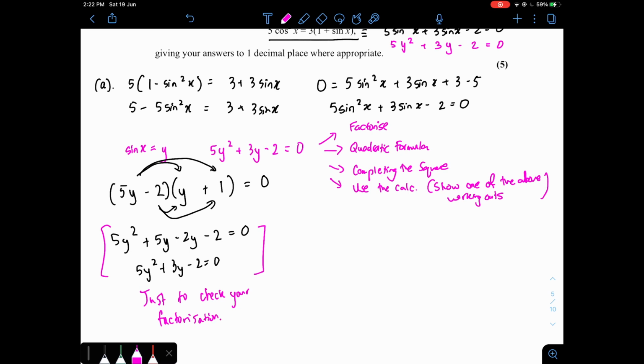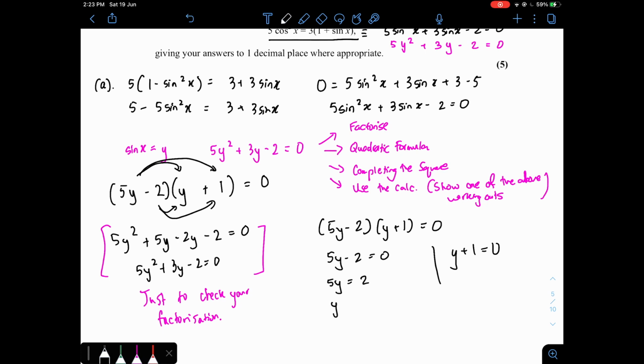Okay, so now we can say that 5y take away 2, bracket, y plus 1 equals 0. So we have 5y minus 2 equals 0, and similarly y plus 1 equals 0. So we're left with 5y equals 2, y equals 2 over 5, and y equals negative 1.